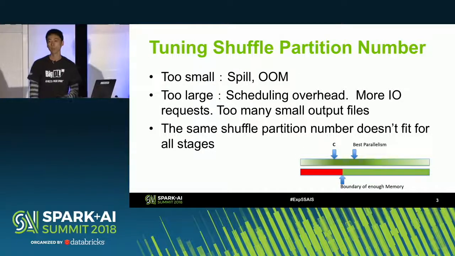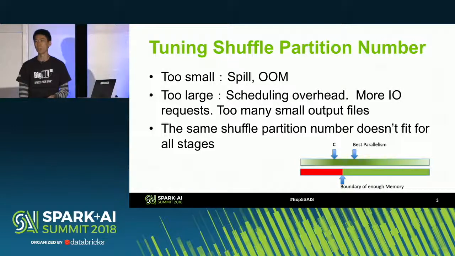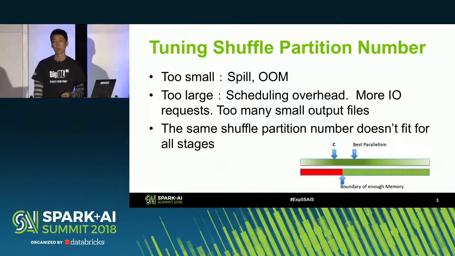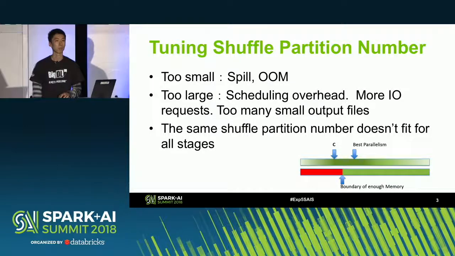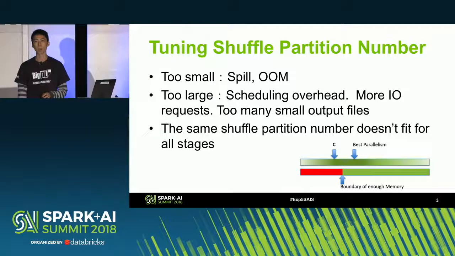So the first challenge we have been facing is tuning the shuffle partition number. We know this is 200 by default, and this is very important for Spark SQL performance. If you set this too small, the tasks will have more data to process. And if the memory is not enough, the data will be spilled to disk, and this is bad for performance. Even worse, OOM can happen, and this will fail the task.